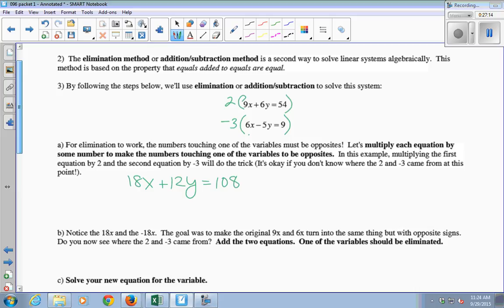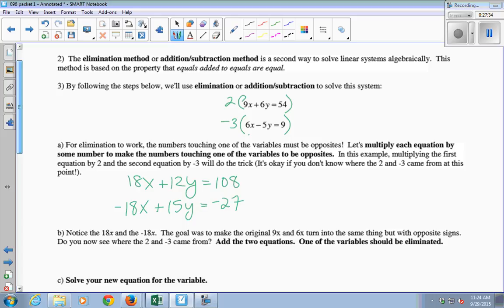And in the second equation, multiply everything by -3. -3 times 6x would be -18x. -3 times -5y is 15y. -3 times 9 is -27. Okay.